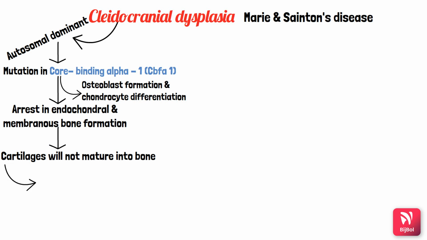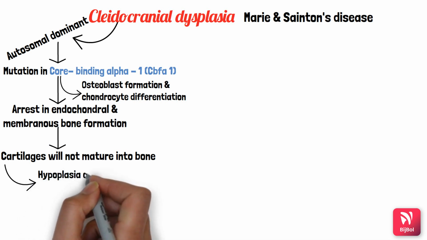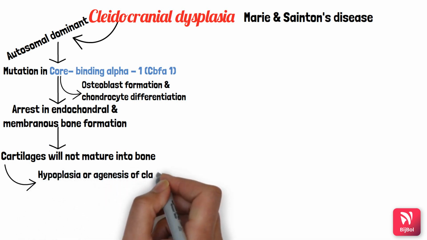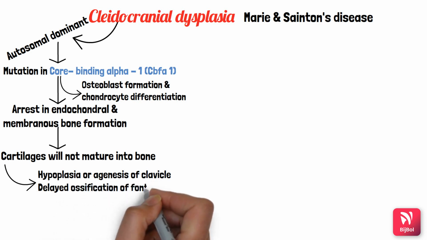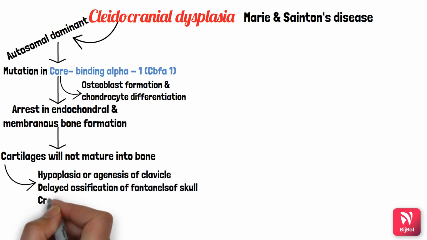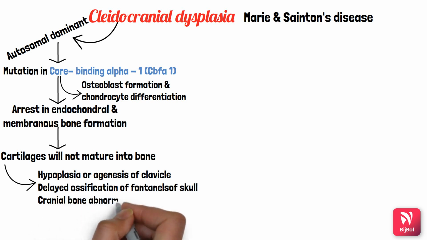So there will be hypoplasia or absence of the clavicle bone, delayed ossification of the fontanelles of the skull can be seen, and some cranial bone abnormalities can also be observed. All these features can be seen in cleidocranial dysplasia.